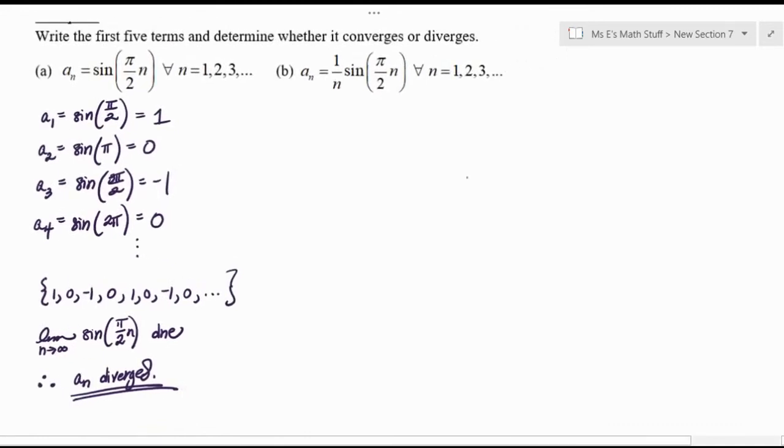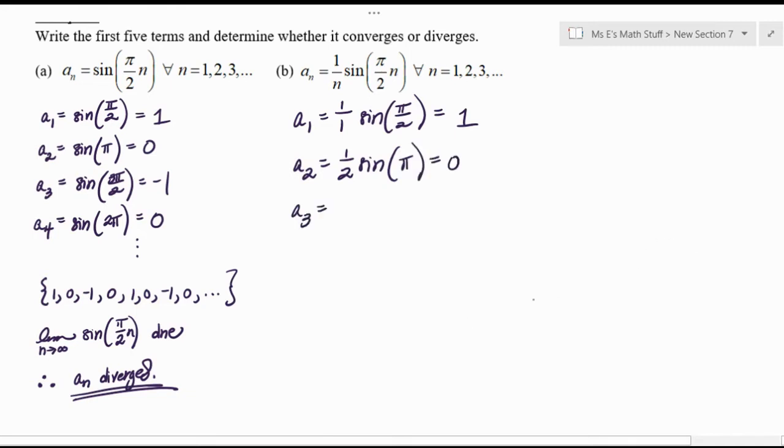And then for part B, the rule, A sub 1 would be 1 over 1 times sine of pi over 2 times 1, or just sine of pi over 2. And so we'd end up with 1. A sub 2 would be 1 over 2 times sine of pi over 2 times 2, which would just be pi, which would be 0. What would A sub 3 be? Well, it would just be a third of what we would have gotten over here for part A. So it would be negative 1/3. A sub 4 would be 0. A sub 5 would be 1/5, right?